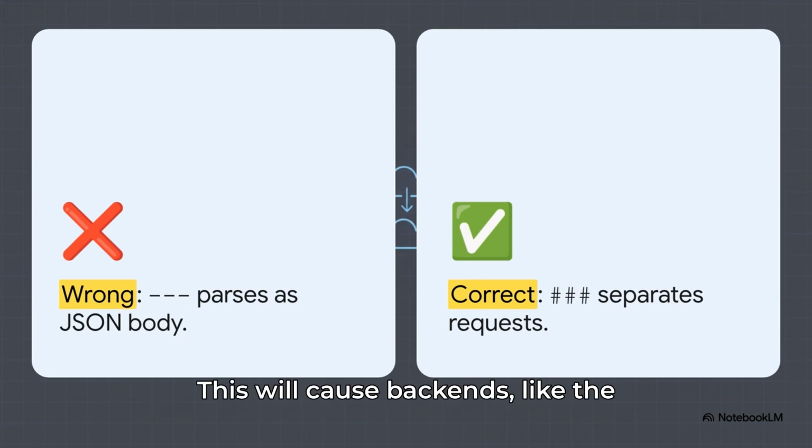This will cause backends, like the Django REST framework, to throw parsing errors because it's receiving invalid JSON. The correct and honestly the only way to separate requests in this extension is by using 3 hashes.